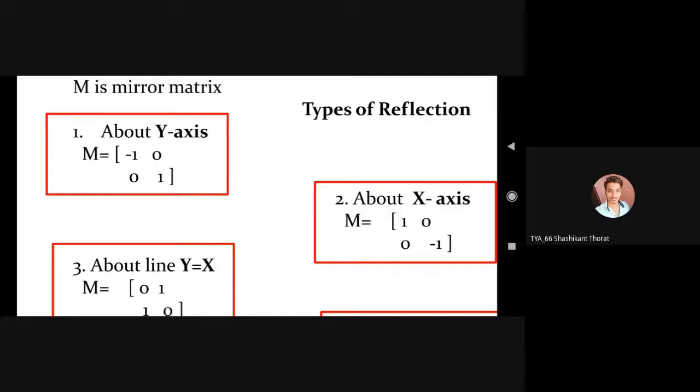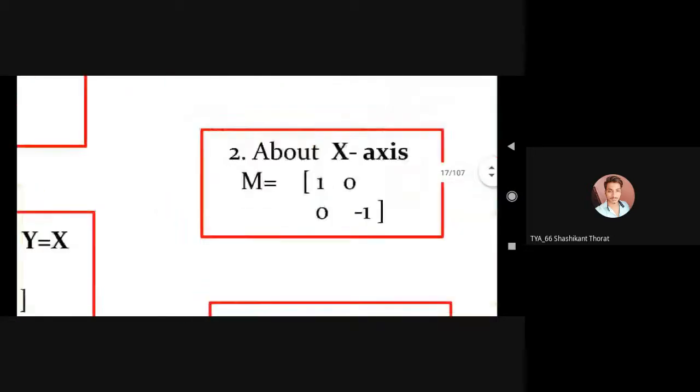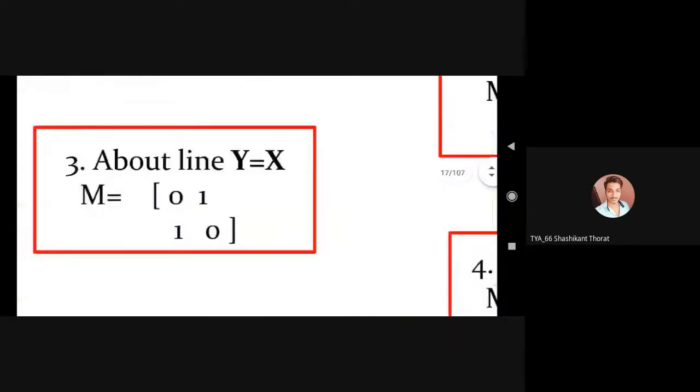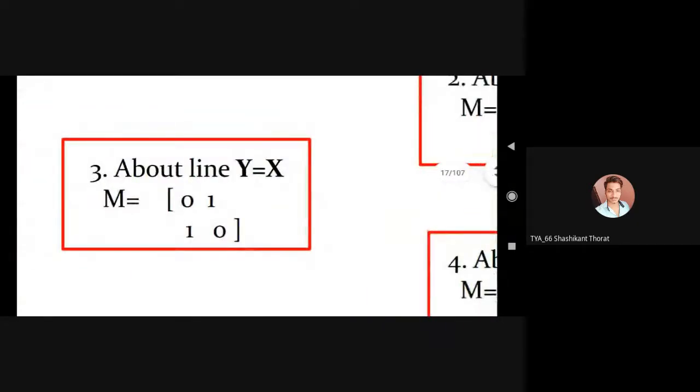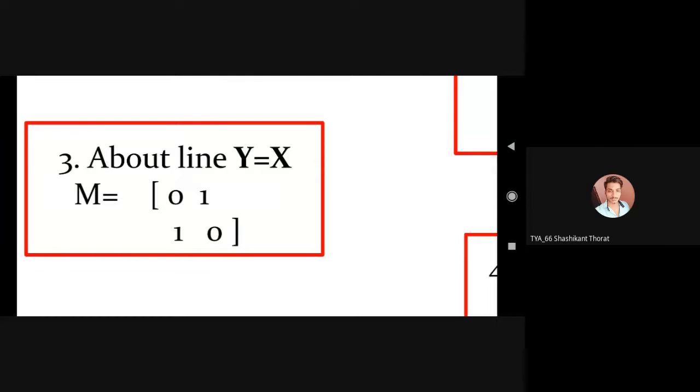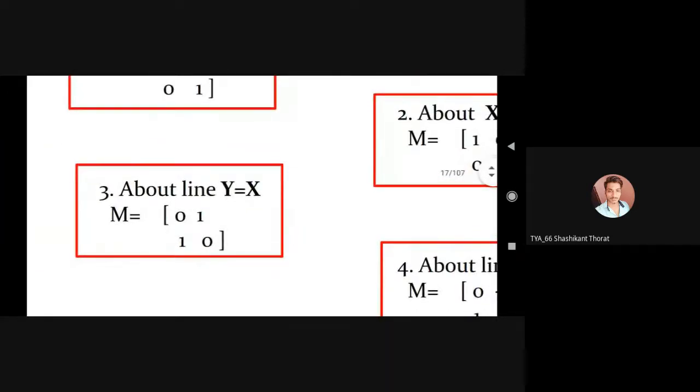About the x-axis it is 1 0 0 -1. This is also correct, see. Then what happens here is that the fourth quadrant goes to the first, or the third quadrant goes to the second, or the second goes to the third. Okay, about a line: if a line is given, now the xy value is required, so we have to put that xy value. If they give a line, you have to use that matrix.